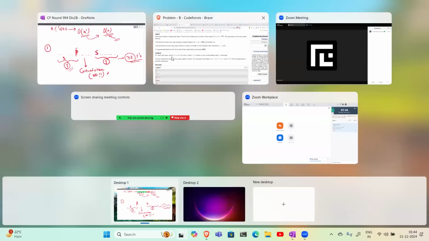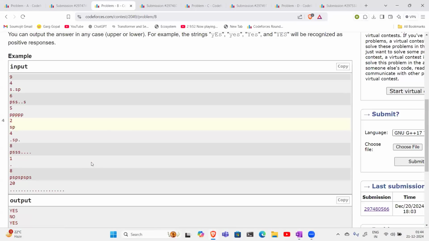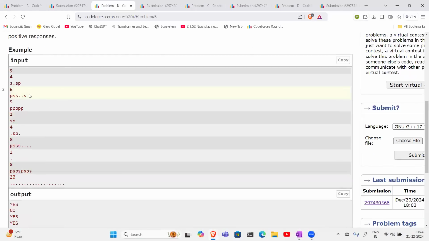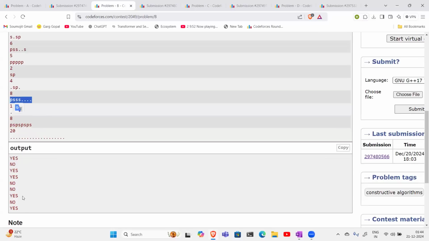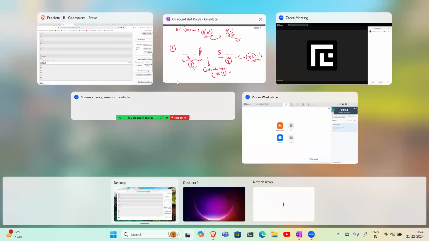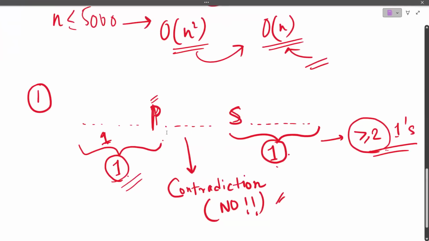You can also look at the test cases to verify this. Look at this: a p comes before s, so the answer is no. Even here, a p comes before s, so the answer is no. In most of the cases here, a p comes before s and the answer is no. So whenever a p comes before s, the answer needs to be no because there is a contradiction. Because if a p comes before s, then we would need at least two ones to satisfy all the conditions, which is not possible in a permutation. So I hope that is clear.